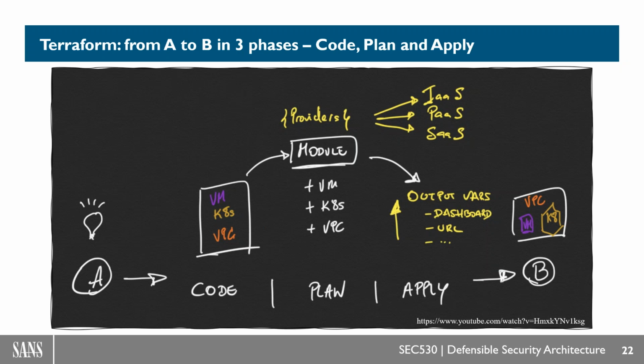The third phase is actually the apply. Terraform is going to work with a cloud provider. It's going to work with your API tokens, spin up these resources, and it's going to output some variables. So for example, you will have the URLs for your dashboards to connect to your Kubernetes platform, or the URL of your application, for example.